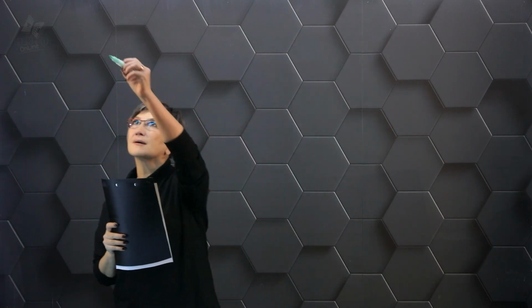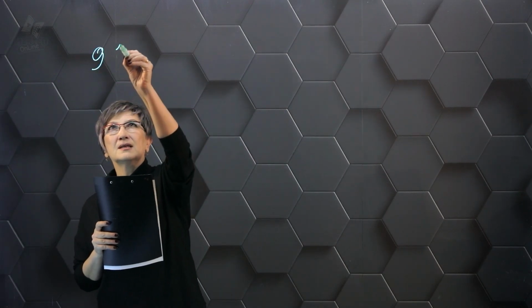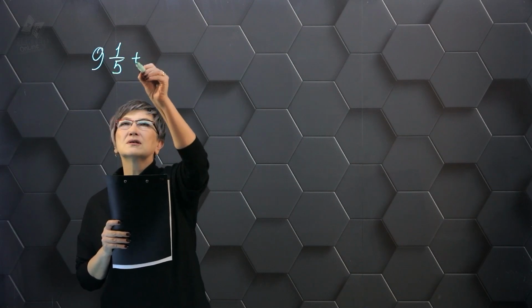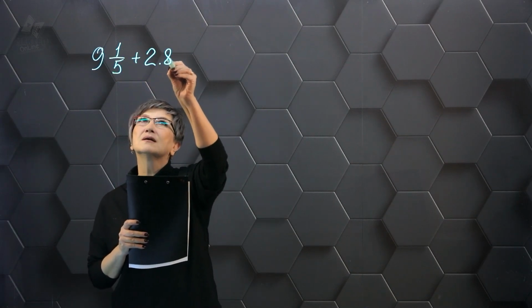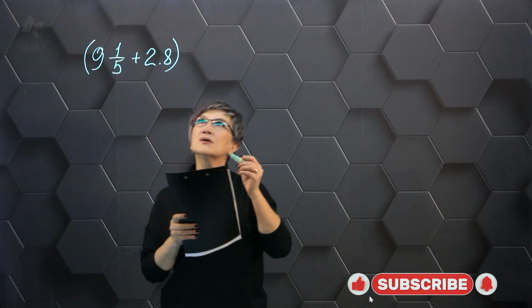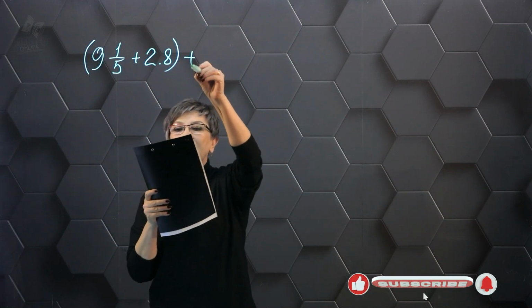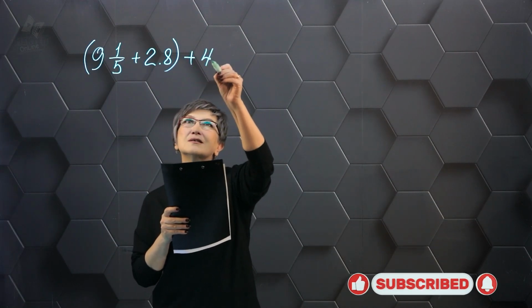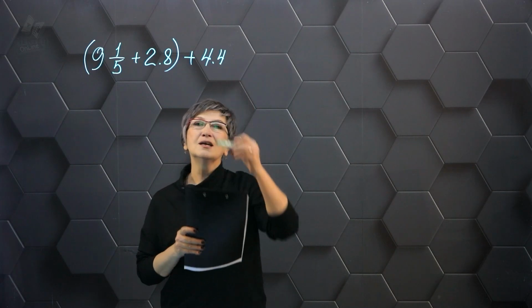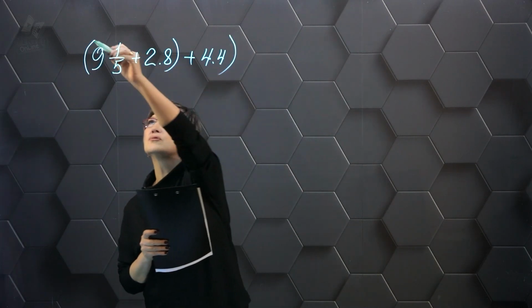So, 9 1/5 plus 2.80. And to this sum I need to add the number 4.4. And then multiply that sum again by 1.2.